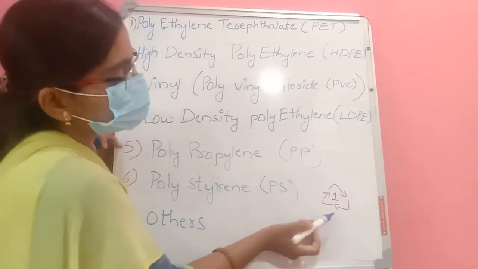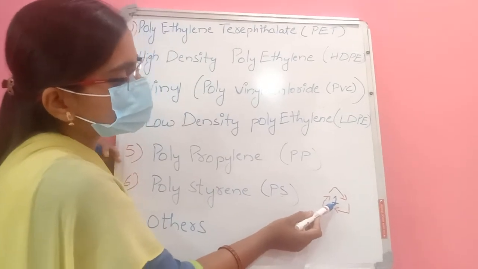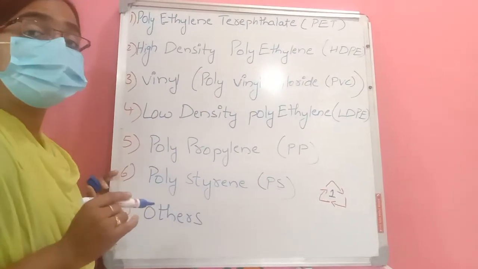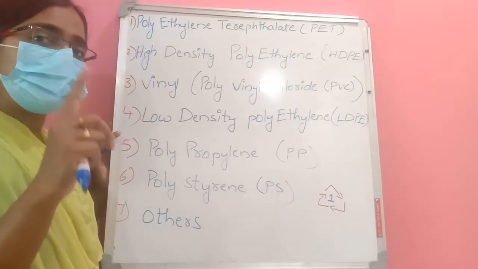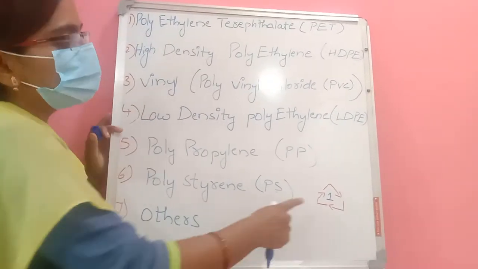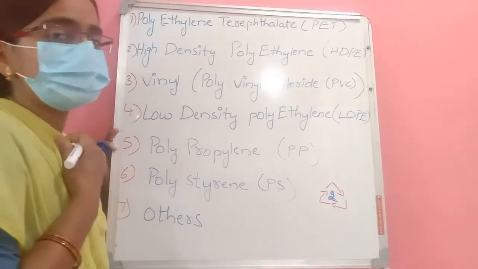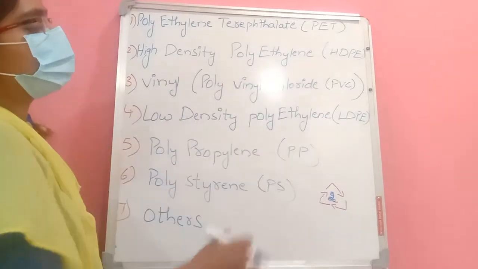In this triangular shape, in the middle you have these numbers. Number 1 means that it is made with PET, polyethylene terephthalate. It means the bottle is made with polyethylene terephthalate. If in this triangular shape you have 2, that is HDPE.